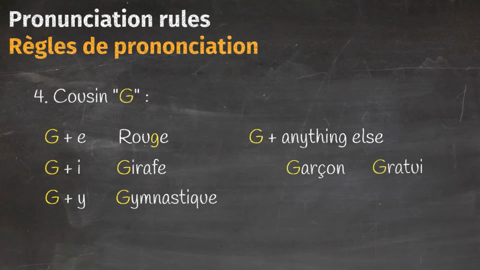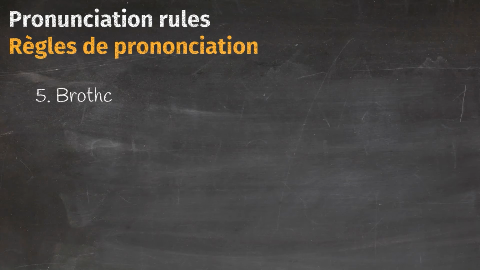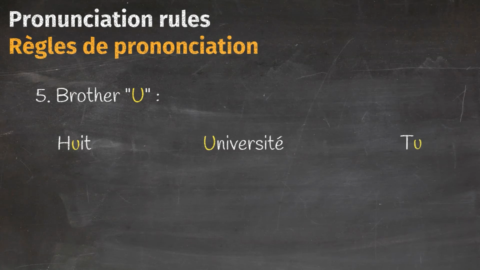Garçon, gratuit, gomme, glace. Are you waiting for that small hook to be added to cousin G? Well, I'm sorry, because cousin G didn't accept it. Number 5, brother U. U, huit, université, tu. Number 6, sister GN.